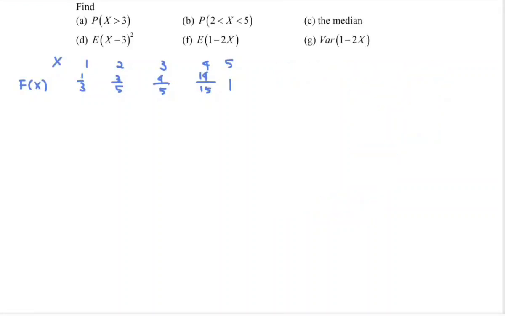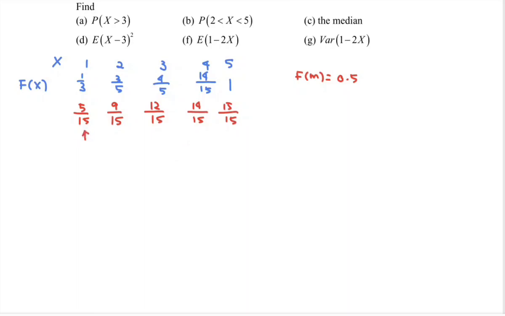Next is to find the median. So where is the 0.5? If it refers to the situation, what we have to do is to equate the denominator. So here we have 5 over 15, then 9 over 15, then 12 over 15, then 14 over 15, and 15 over 15. So where is the 0.5? Based on the situation, we are interested in 7.5.